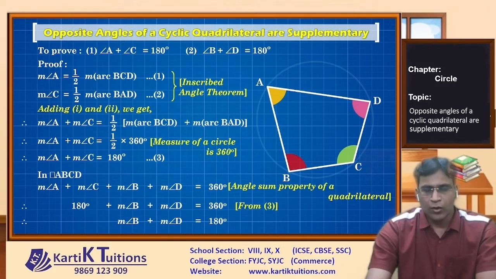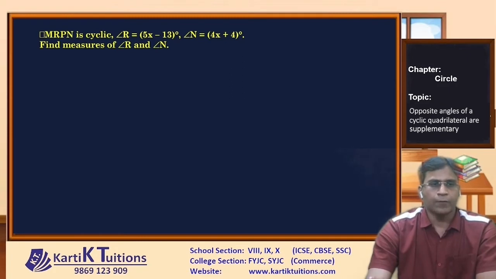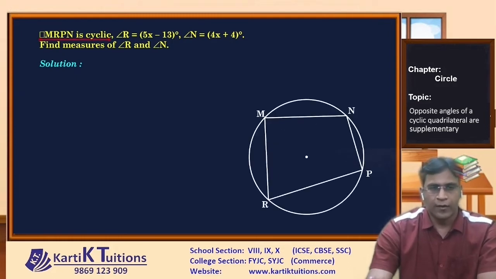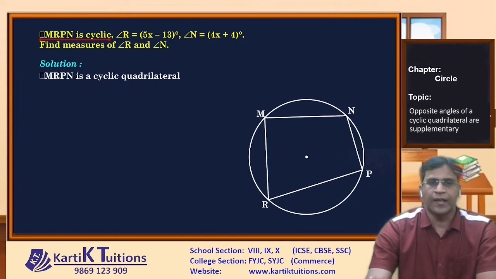Now, let's have a look at a sum related to the same concept. Quadrilateral MRPN is cyclic. When I say cyclic, that means all the points or the vertices are lying on a circle. So here, they have given us angle R, which is 5x minus 13 degrees, and angle N, which is 4x plus 4 degrees. We have to find the measures of angle R and angle N.